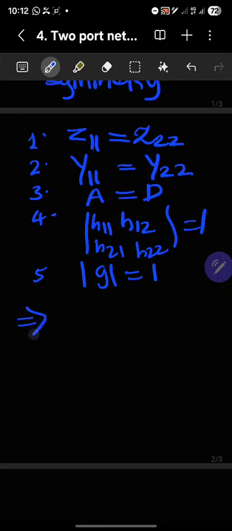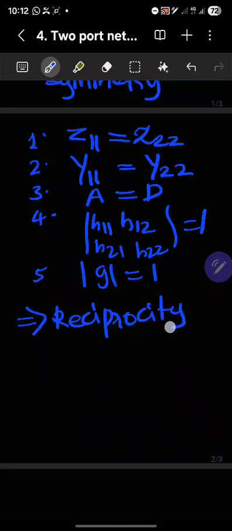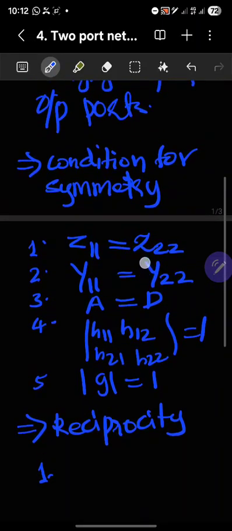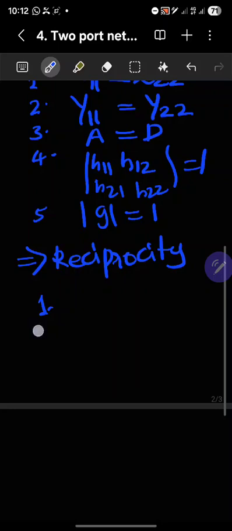We also said there is another kind of network called a reciprocal network. So, the condition for a reciprocal network. Similarly to what we wrote for the symmetrical network, for all parameters Z, Y, ABCD, H and G, we have to write the condition.